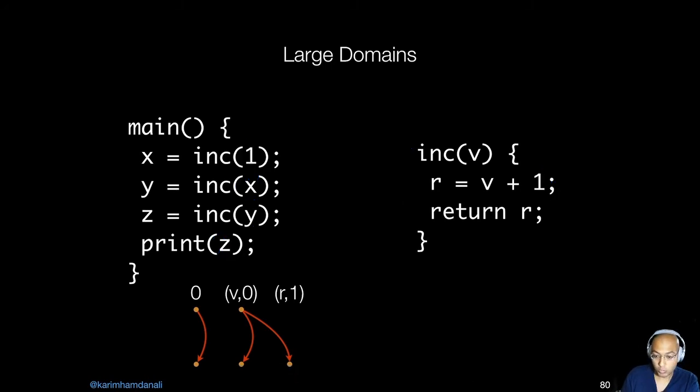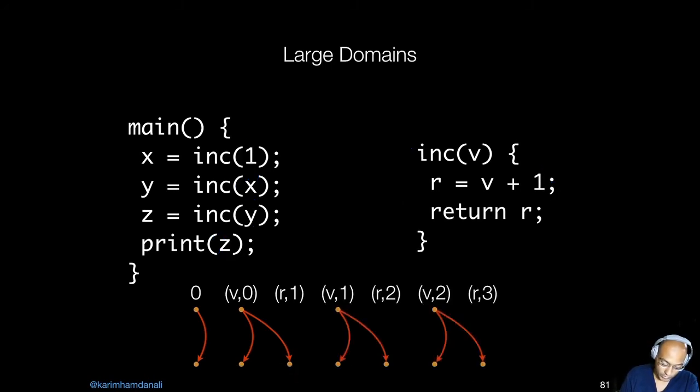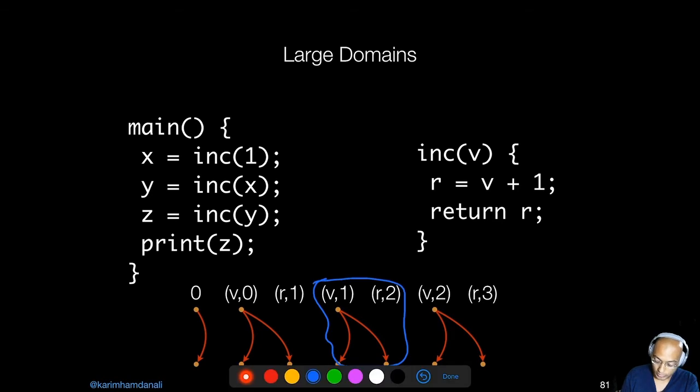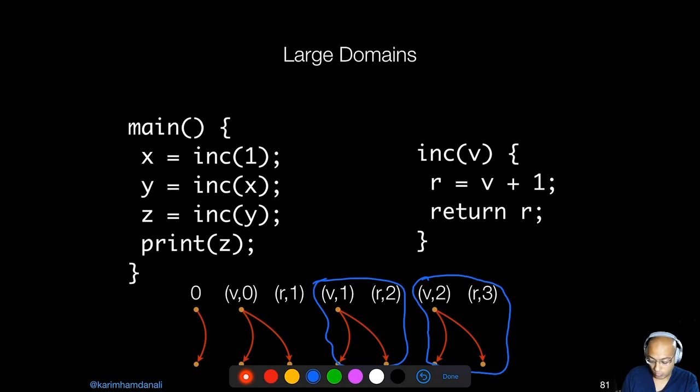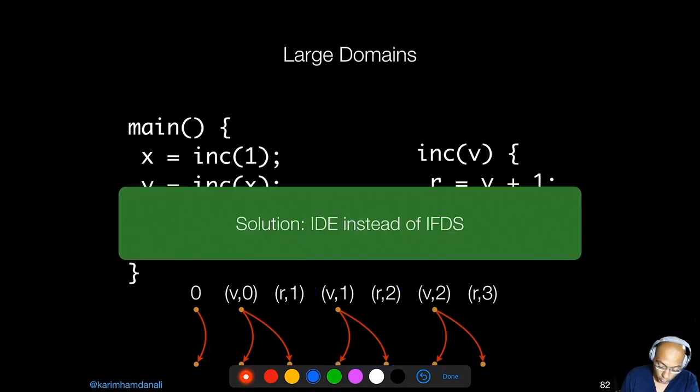So what this would look like here: first v0 and r1, then the next time I call the method, I'm going to get v1 and r2, then the next time is going to be v2 and r3, then v3 and r4, and so on. I won't be able to represent this kind of large domain using IFDS, because the abstraction that we're using for IFDS just doesn't work for this large domain.